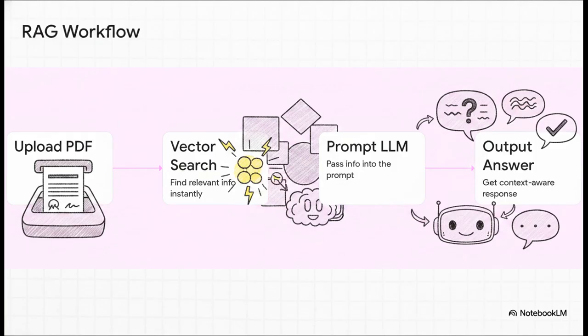The workflow goes a little something like this. Step 1, you upload your raw document, like a contract or an invoice. Step 2, the application runs a lightning-fast vector search to hunt down the most relevant information inside that document. Step 3, we grab that relevant info and pass it straight into the prompt for the large language model. And finally, step 4, the model outputs a highly precise, context-aware answer.